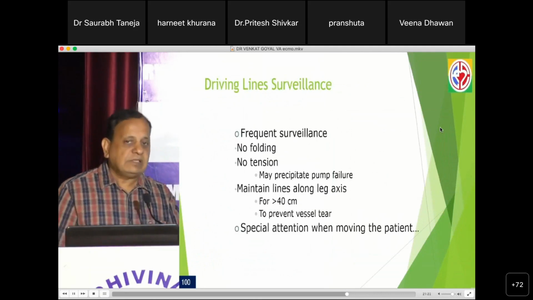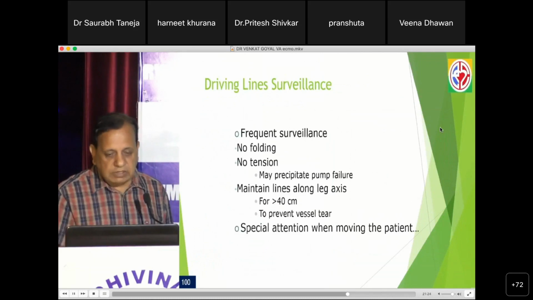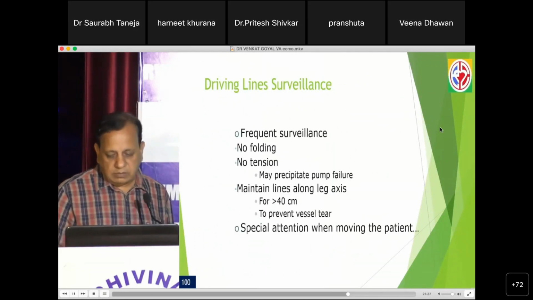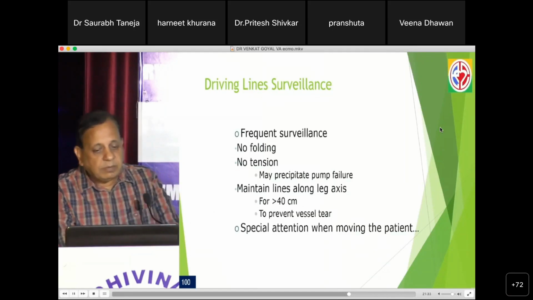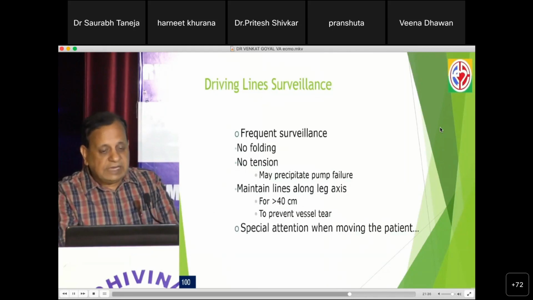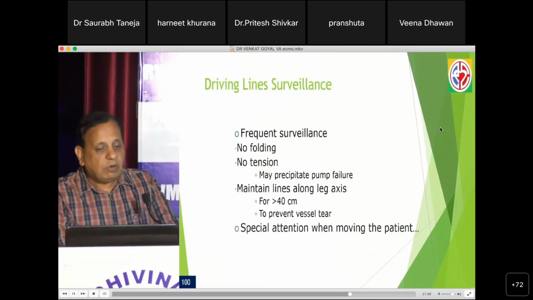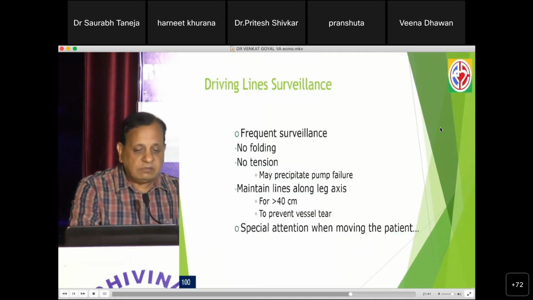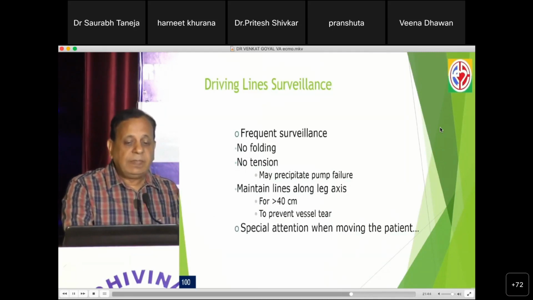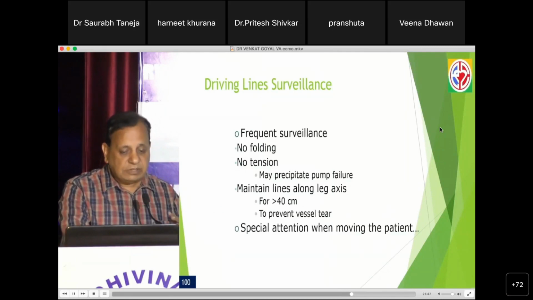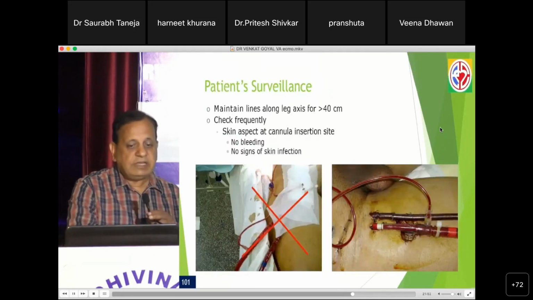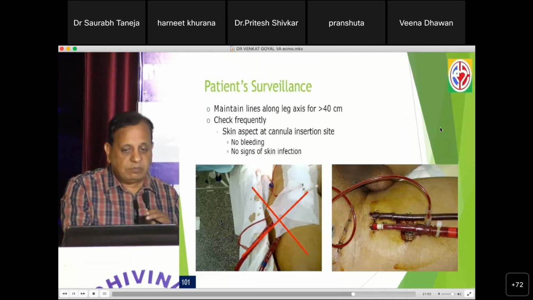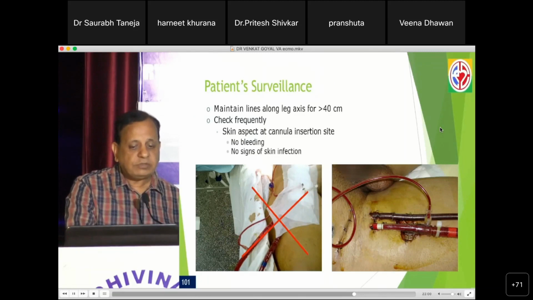Then you require surveillance, because not only the patient, you have to do presumptive and sort of a weekly exercise to understand that the ECMO is not going to create complications. So driving line surveillance, that is no folding or tension on the lines, maintain the lines along the leg axis of the patient, and there is special attention while moving the patient. Patient surveillance is to manage the lines across the leg axis, and check the skin aspect of the cannula at the insertion site, no bleeding, no sign of skin infection.